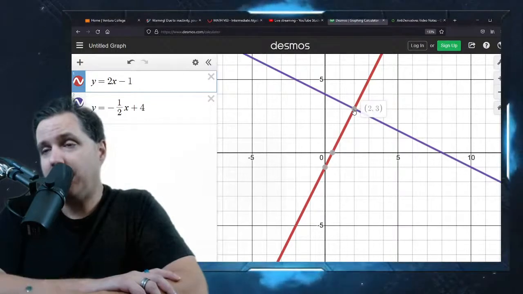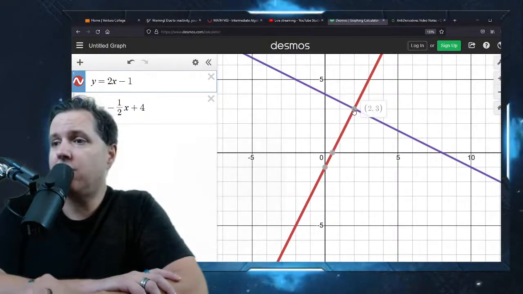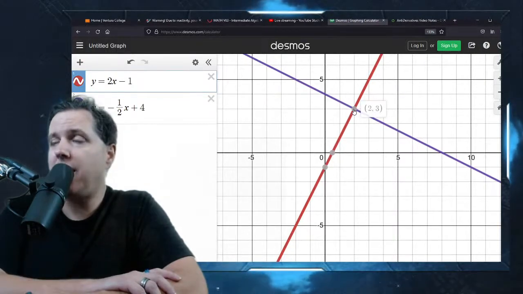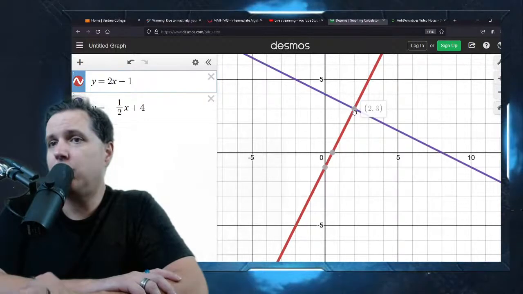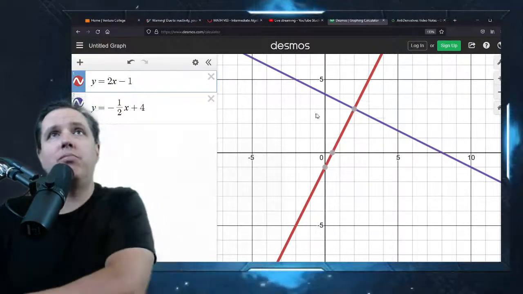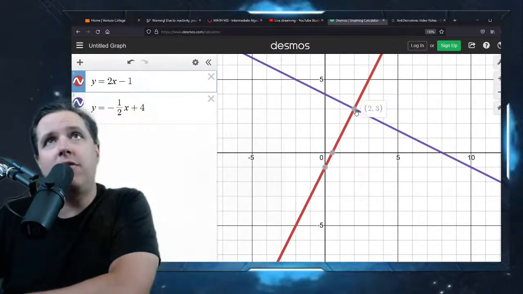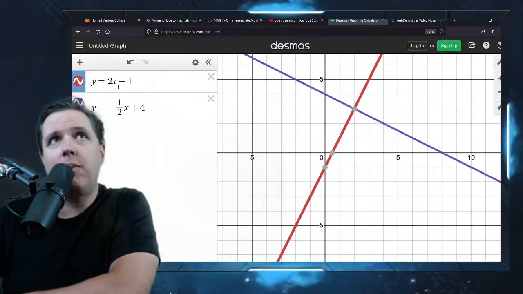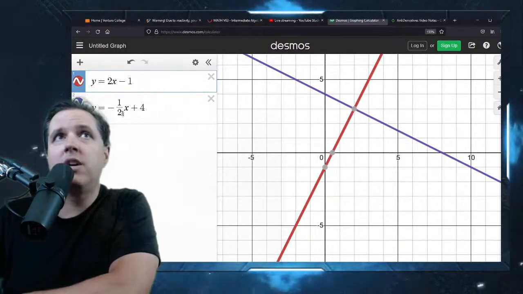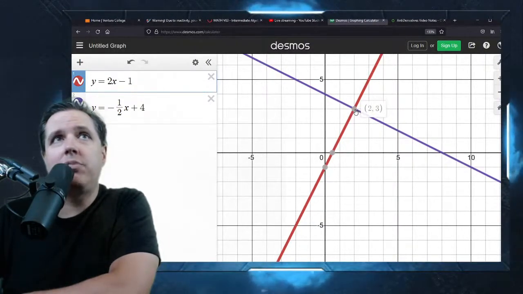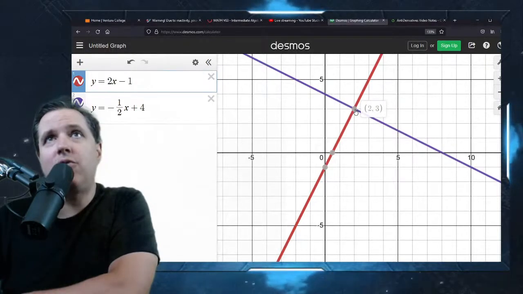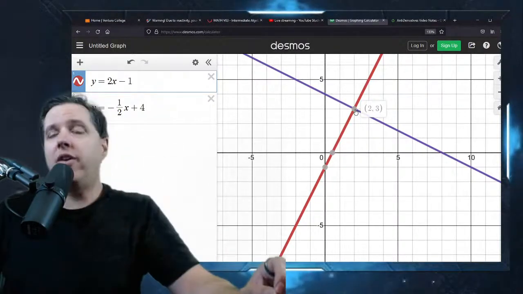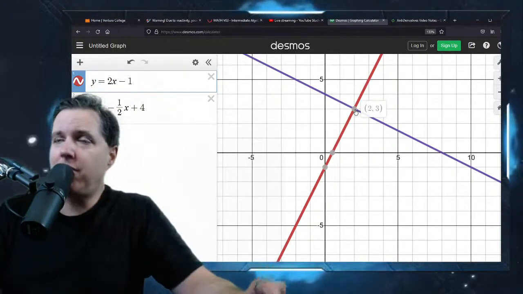Well, I've stated a few times now that a point on a line is a solution to that equation. So if this point of intersection is a point on both lines, therefore, it must be a solution to both equations. And sure enough, if we plug it in, so let's take 2, 3. If I plug x equals 2 and y equals 3 into this first equation, I get 4 minus 1 equals 3. Yep, that works. Let's plug it into this bottom one. So if I plug in 2, I get negative 1 plus 4 equals 3. Yeah, that works.